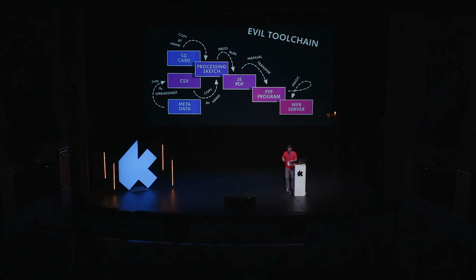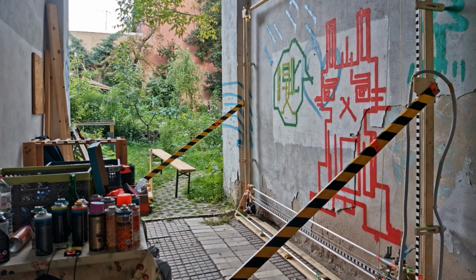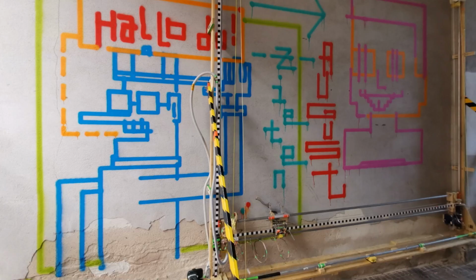But the advantage of growing on old code is that it was all compatible also with the graffiti plotter. So we could use the drawings and spray them on some walls in Chemnitz. To finish up this project, I also want to show you a video of the machine in action.